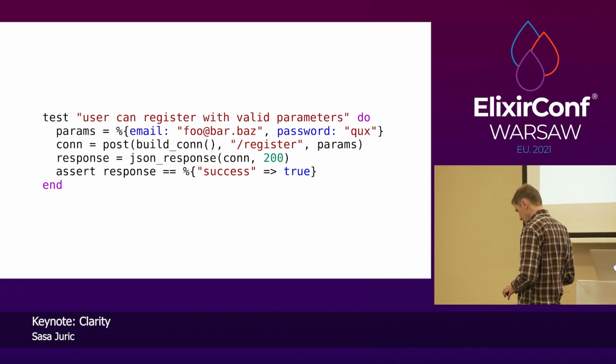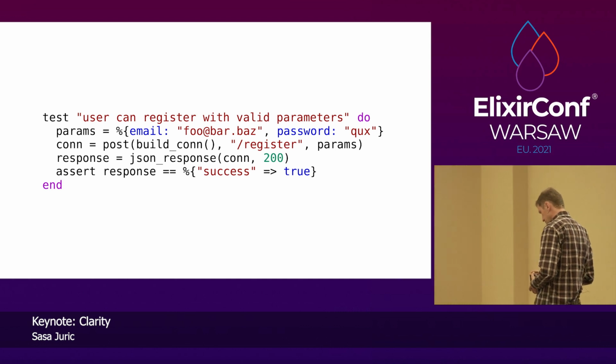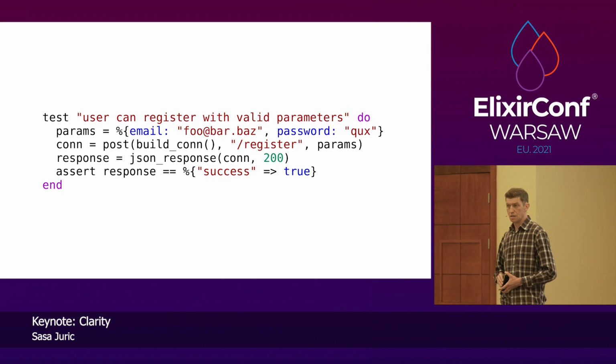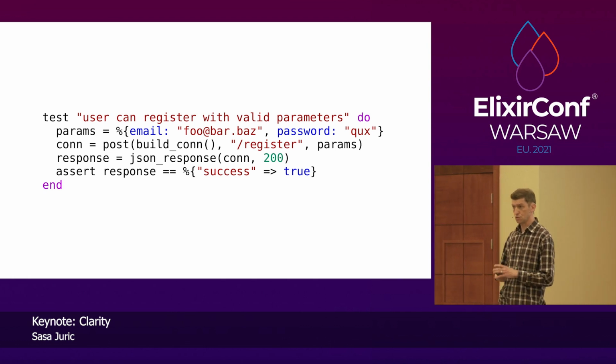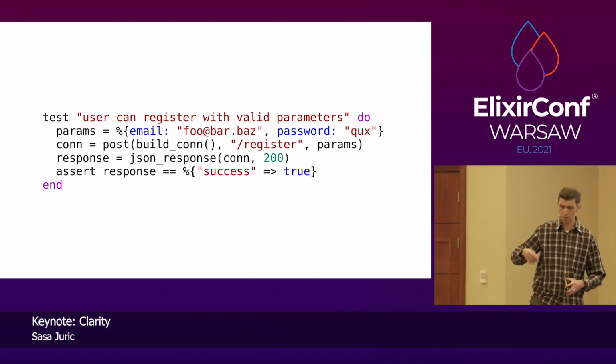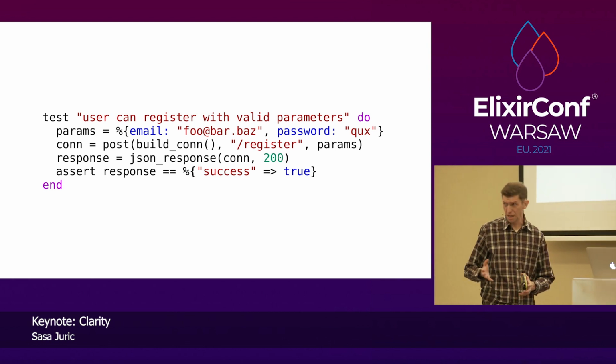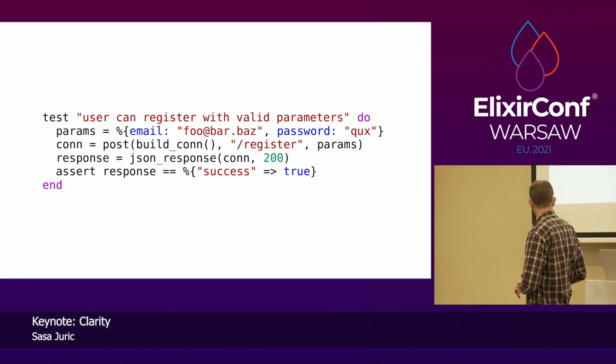So, a couple of short examples. Here I'm testing the behavior of the public API registration operation, happy path. I build a valid input, and then I use Phoenix's support to build a con, make a request, get the response, decode it, and assert something about it. 4 lines of code, pretty short and sweet, I would say.